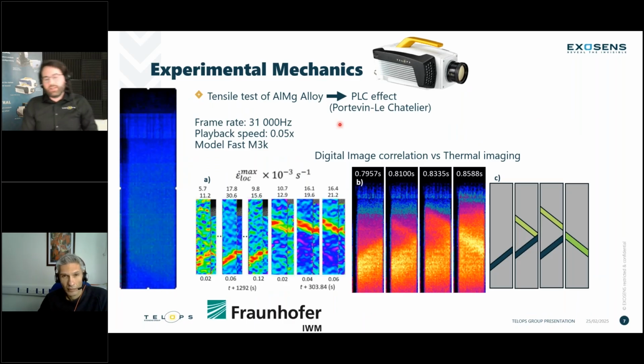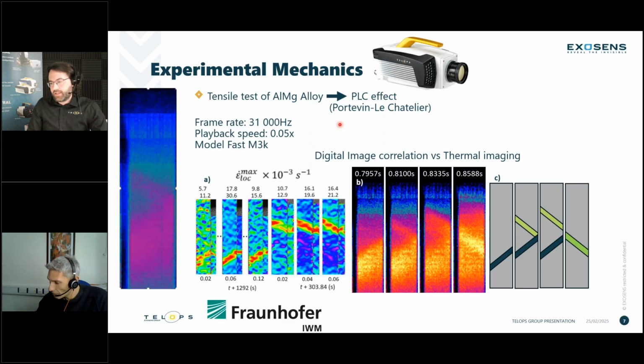Going back to a split Hopkinson bar, I did some tests in Germany as well last year on an aluminum magnesium alloy. If you're familiar with that field and those types of materials, you might guess that the PLC effect is likely to occur here. The Portevin-Le Chatelier effect, named after two French researchers, I believe. That's where we see those bands of dislocation moving up and down your sample.